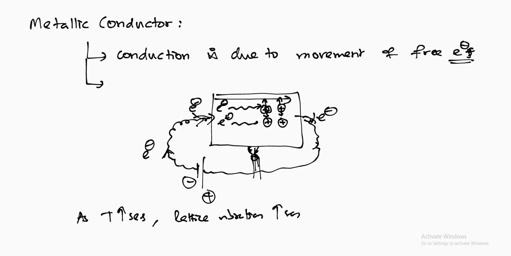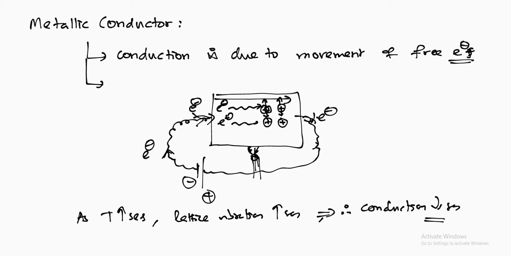But what happens here? The lattice is occupied by positive ions. When you increase the temperature, these lattice ions start to vibrate. It is called lattice vibration. This lattice vibration obstructs the free movement of electrons. This obstruction causes a decrease in the conductivity of the material. So as temperature increases, lattice vibration increases, and therefore electrical conduction decreases in the case of metals.